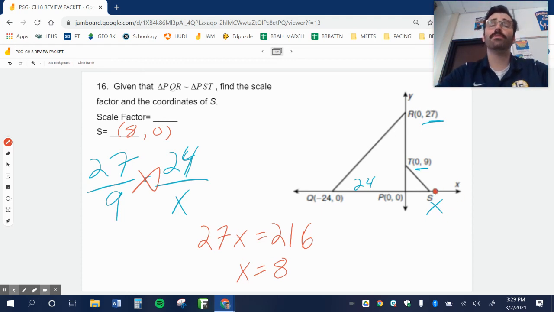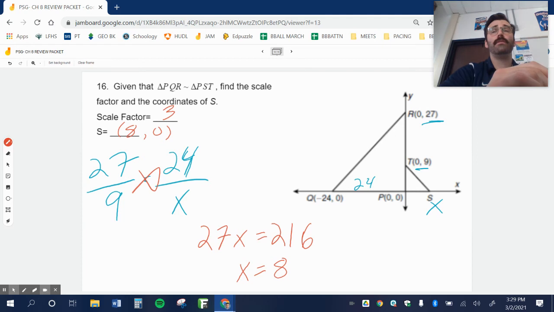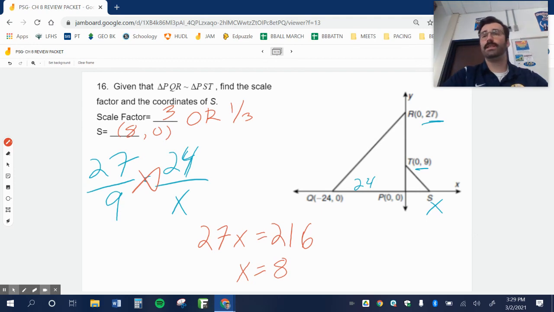All right. How else would I recognize it as positive? Well, this is going to the right, and on the right of the x-axis are only positive numbers. What's the scale factor? If I go from 9 to 27, the scale factor is 3. Or some people might actually say 1/3. Both are acceptable answers.